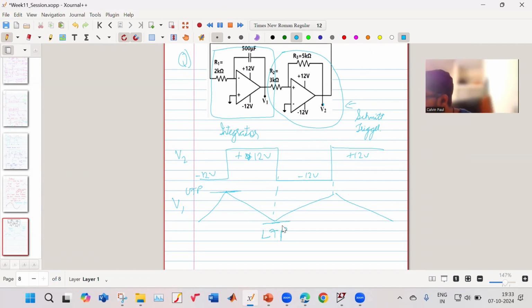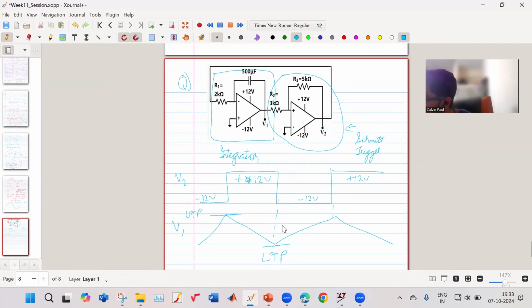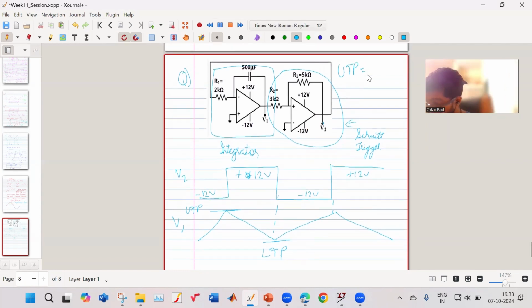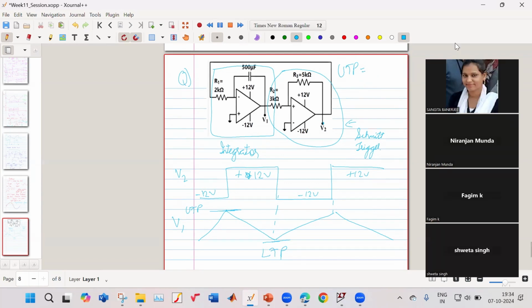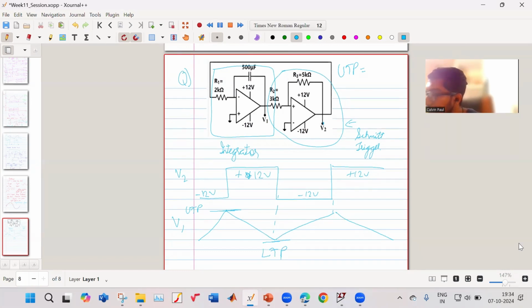Okay. So for your non-inverting Schmitt trigger, what is the formula for your upper trigger point? Does anyone know? 1 plus R2 by R1. No, not 1 plus R2 by R1. Your upper trigger point actually is given by V supply into R2 by R2 plus R3. Okay, that is known as your upper trigger point.